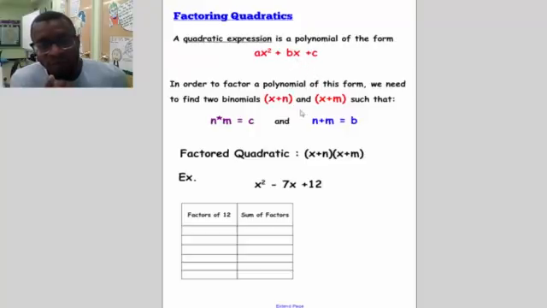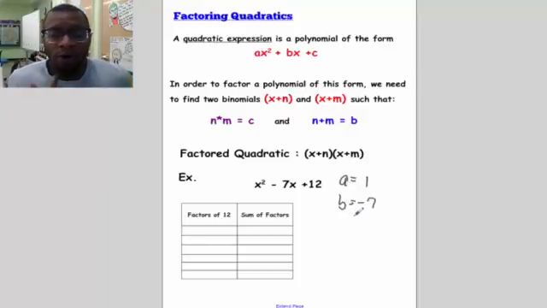So for example, we have the quadratic x squared minus 7x plus 12. The first thing that I want you to do is label what your a, b, and c are. In this case, a is the coefficient of our x squared term, so a is going to be 1. Our b is going to be negative 7. So when you're writing what your constant is for b, you must take into account the operation as well.